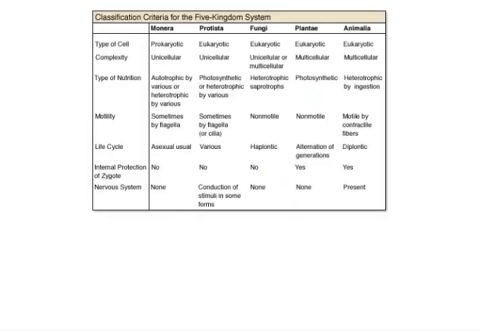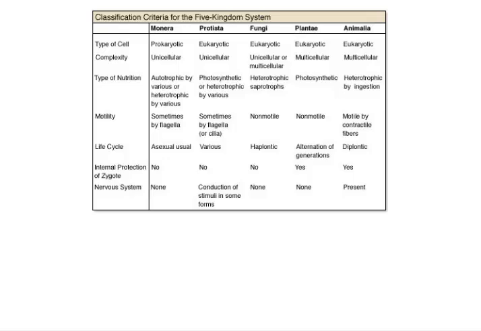The 5 kingdoms are characterized by unique combinations of cellular and life history features. So all organisms were divided into 5 kingdoms based on the type of cell that they have, whether they were prokaryotic or eukaryotic, their complexity, were they unicellular or multicellular, type of nutrition, autotrophs, meaning that they can make their own food, or heterotrophs, meaning that they have to go and ingest their own food.